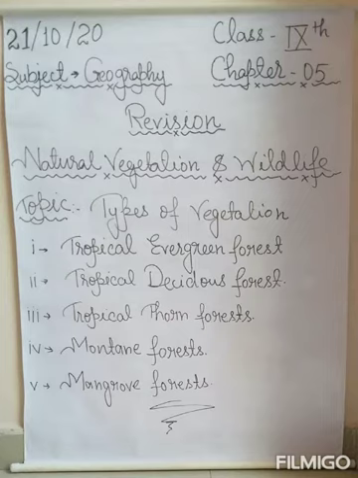Number 1 is tropical evergreen forest. Number 2 is tropical deciduous forest. Number 3 is tropical thorn forest. Number 4 is montane forest. And number 5 is mangrove forest. Alright. So first of all, I will explain tropical rainforest.